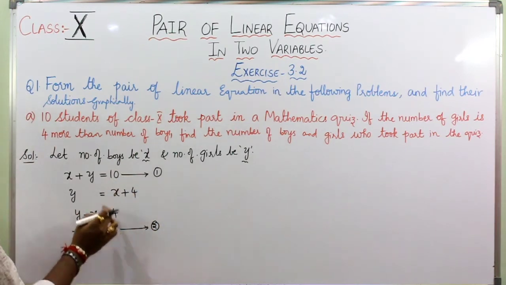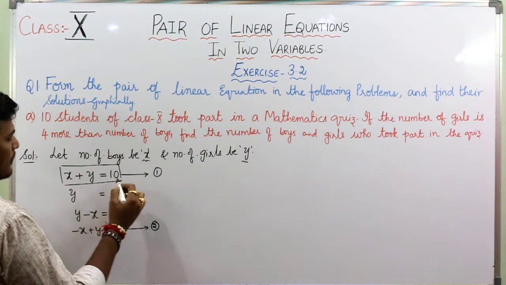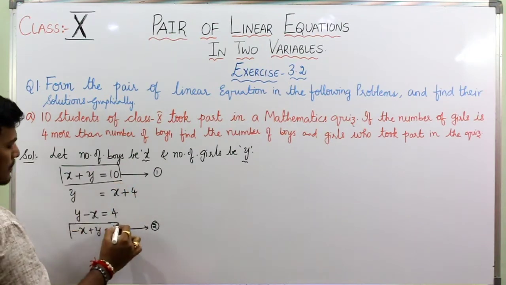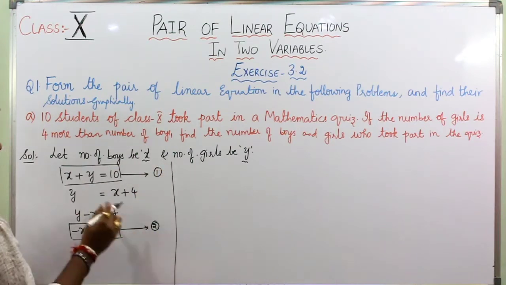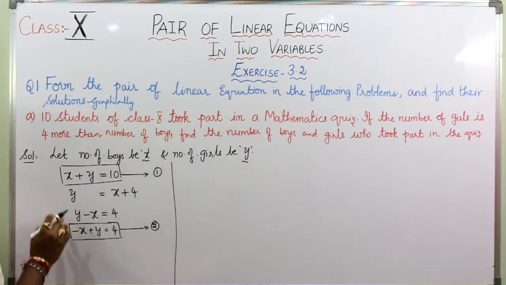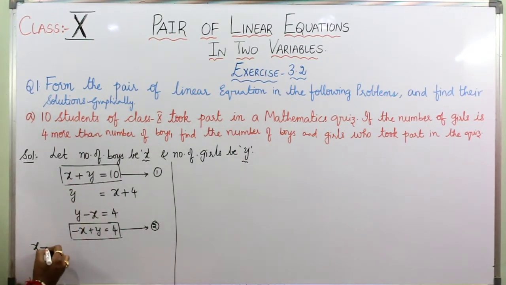We got two equations now. The first one is x plus y equals 10 and the second one is minus x plus y equals 4. Now we have to find the solutions by using this pair of linear equations. So first let us consider the first equation, that is x plus y equals 10.